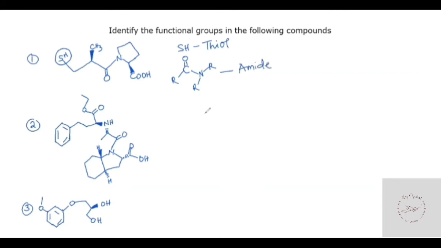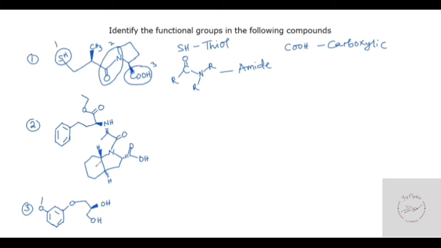So we have this, okay? The next functional group here would be this one, and that is called a carboxylic acid. So we have, okay, let's draw this out. So we have 1, 2, and 3 functional groups in this particular compound.